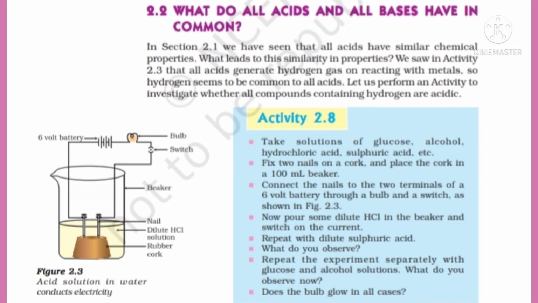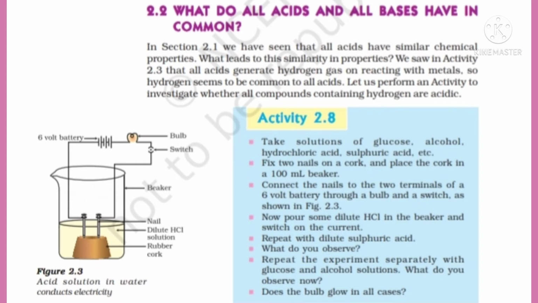You repeat this activity with alkali, NaOH or KOH, calcium hydroxide. Same thing will happen. Bulb will glow because you added water to the base or alkali. So they produce hydroxyl ion and the metal ion. So definitely the bulb glows because they are good electrolytes.